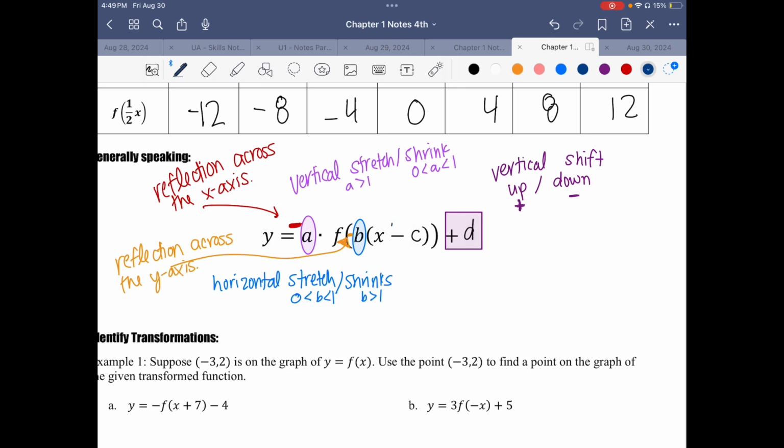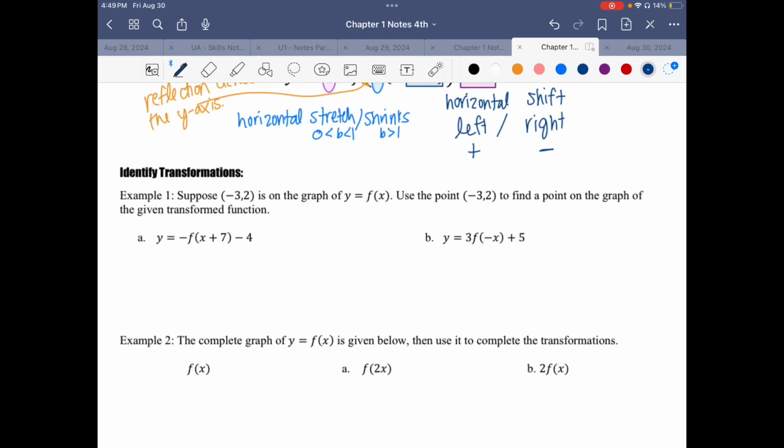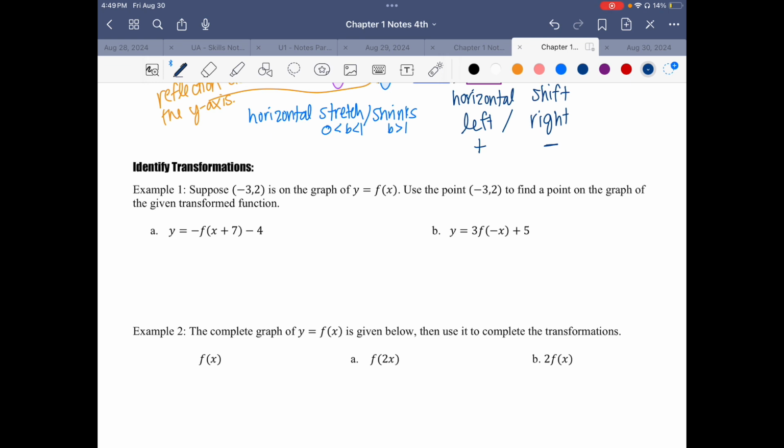And last but not least, we have our C value, which is also a shift. It is a horizontal shift, which can either go left or right. And just like everything else on the inside is opposite, it goes left when it's a plus and right when it's a negative. So let's go ahead and identify some transformations using a point.